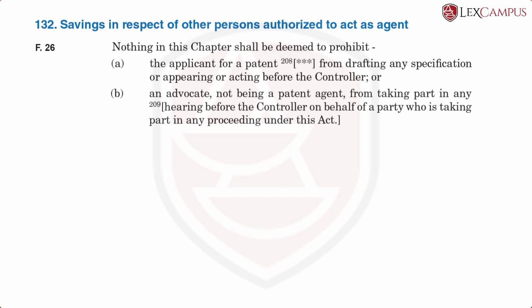So, the applicant is given the power to do it even without a patent agent, and an advocate not being a patent agent can take part in a hearing before a controller on behalf of a party who is taking part in proceedings under this act. So, advocates who are registered under the Advocates Act can appear before the controller where the controller calls for a hearing, and we had seen that there are many instances where the controller can call for a hearing. So, the party who is expected to appear before the controller can authorize an advocate to appear. So, these are the two exceptions to the people who deal with the patent office. An advocate can appear in a hearing, and a patent applicant can do anything from drafting to appearing before the controller.